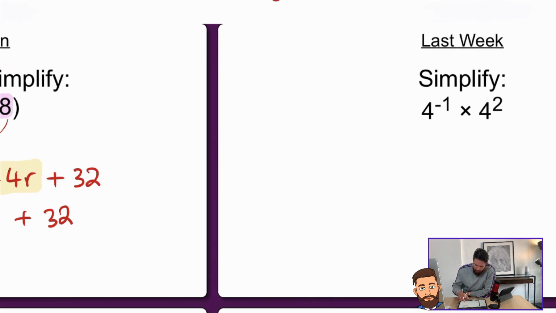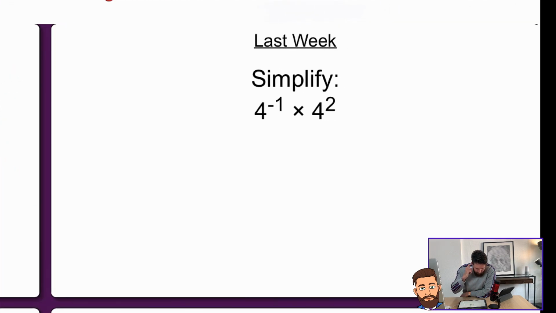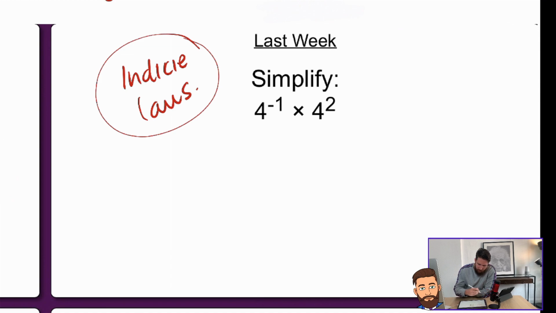Moving on to the one on the right. This is an indice laws question. You need to remember that when you have the same base, which is 4, multiplied together, the rule tells us that we have to add these powers together. So if I do -1 plus 2, we're going to get 1. So the answer to this will just be 4, because 4 to the power 1 is simply 4.